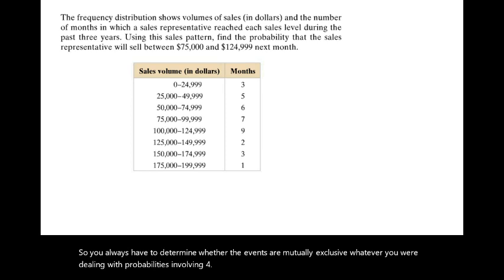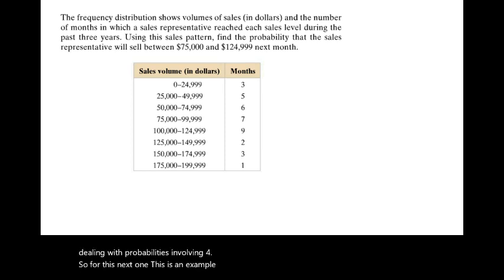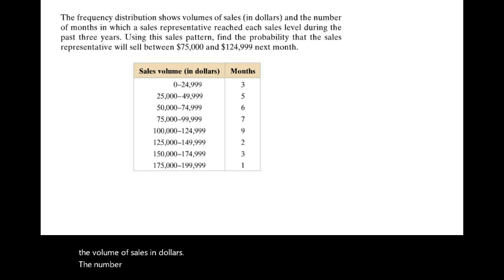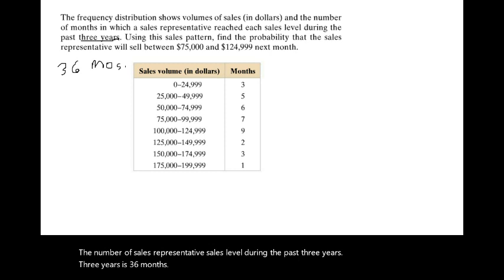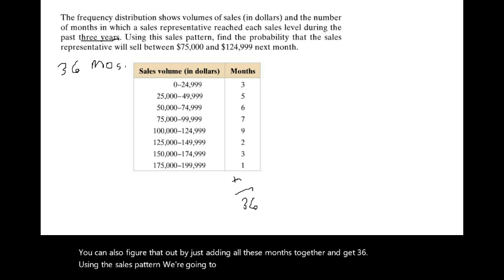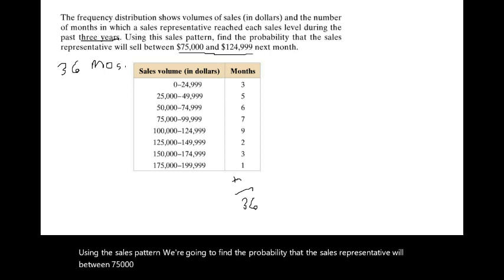So for this next one, this is an example of empirical probability. This frequency distribution shows the volume of sales in dollars and the number of months in which a sales representative reached that sales level during the past 3 years. 3 years is 36 months. You can also figure that out by just adding all of these months together and you get 36. Using this sales pattern, we're going to find the probability that the sales representative will sell between $75,000 and $124,999 each month. So first, let's take a look at the frequency distribution.